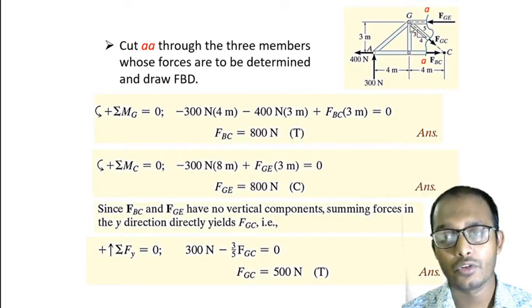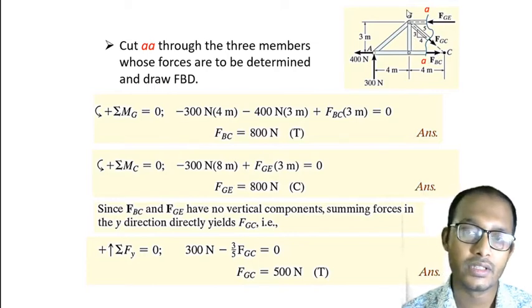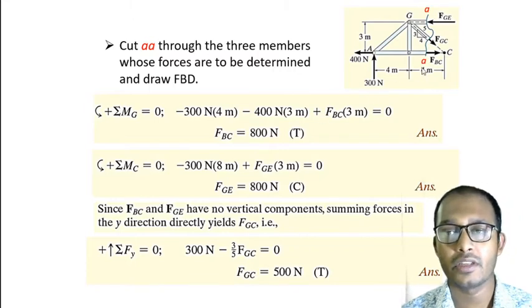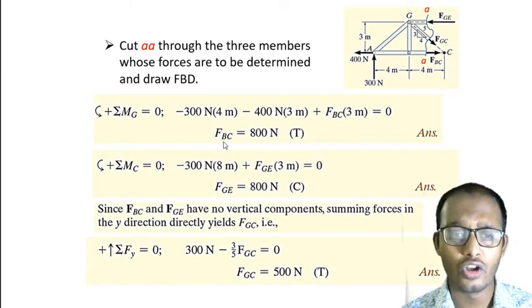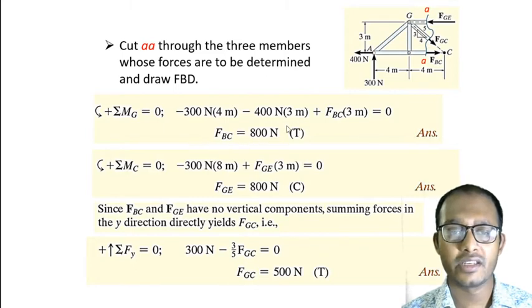So if I want to connect with G, I need to go in this direction, so it will be positive, that is the clockwise direction. Anti-clockwise directions multiplied with the distance, that is the 3 meter. All right, so we got one unknown already, that FBC is equal to 800 newton.